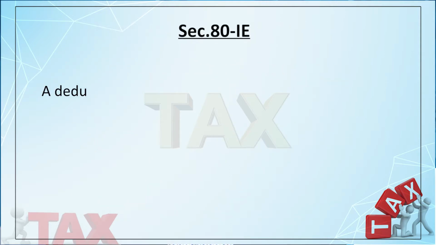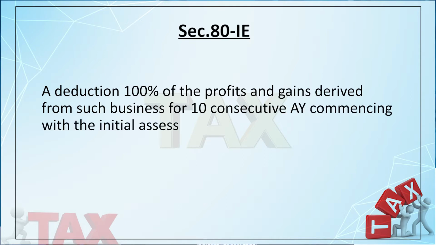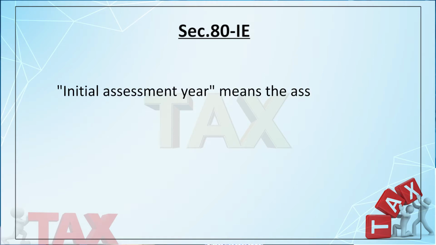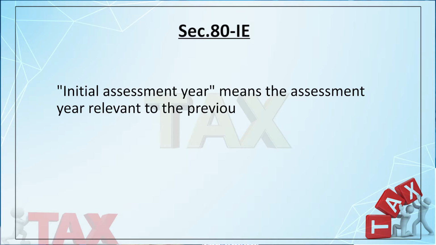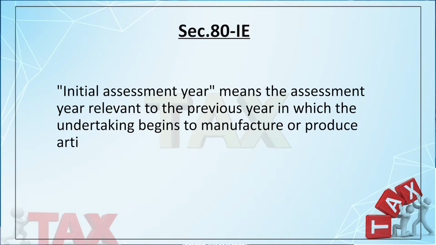Now, 80IE. In 80IE, the conditions remain the same. Here the amount of deduction would be 100% of profit and gains derived from such business for 10 consecutive assessment years, commencing with the initial assessment year. But here you have to keep in mind the term initial assessment year. Initial assessment year means the assessment year relevant to the previous year in which the undertaking begins to manufacture or produce articles or things or provides the services. So, this is the initial assessment year.